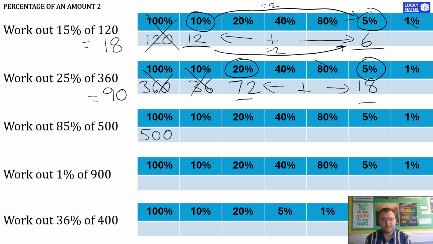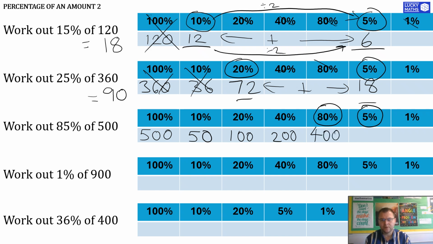Example 3, 85% of 500. So 80% would be worth getting, and then 5%. But again, it all starts with 10%. Crucial that you get this step right. 10% is 50. Double that, that's 100 for 20%. 200 is 40%, and so 400 is 80%.